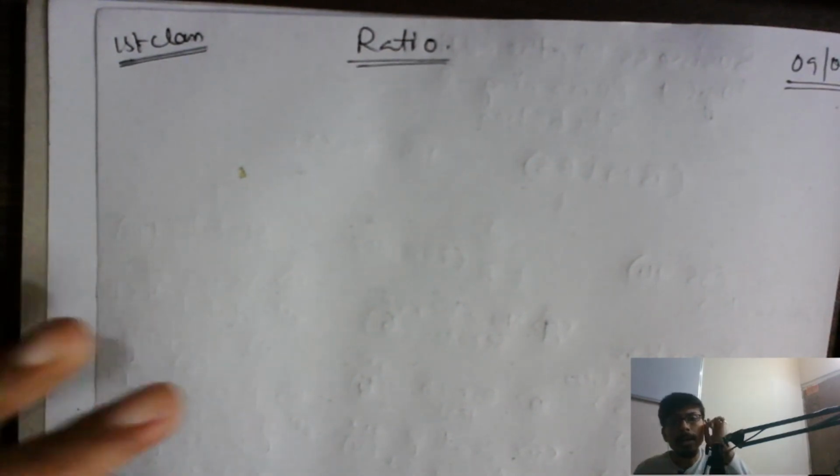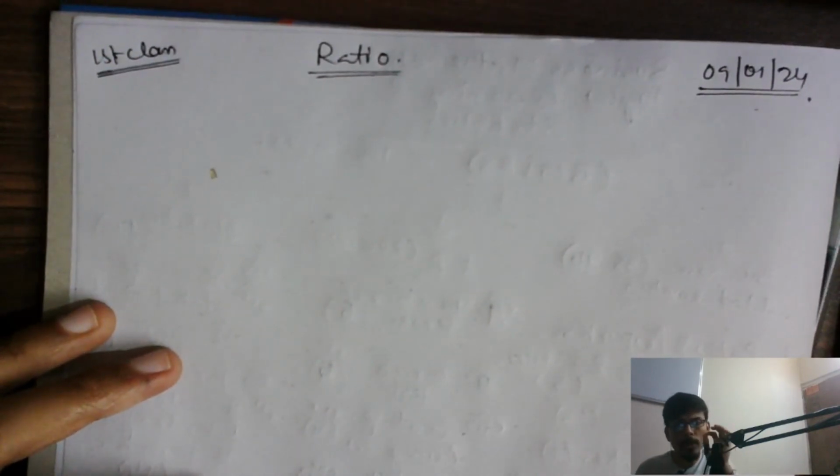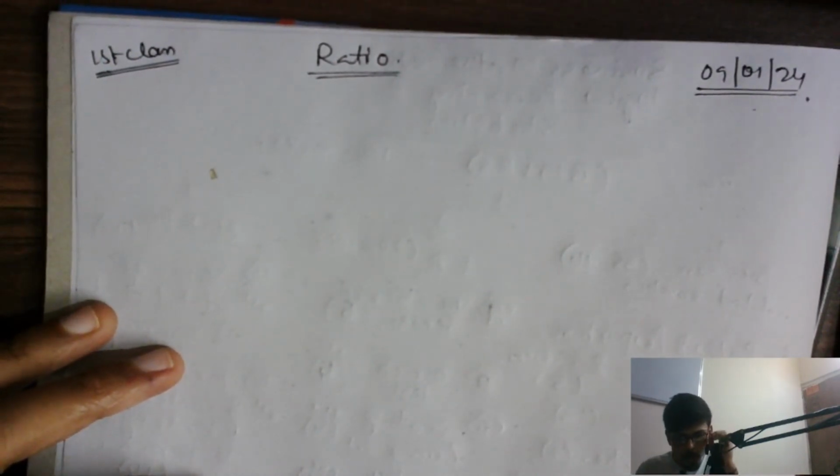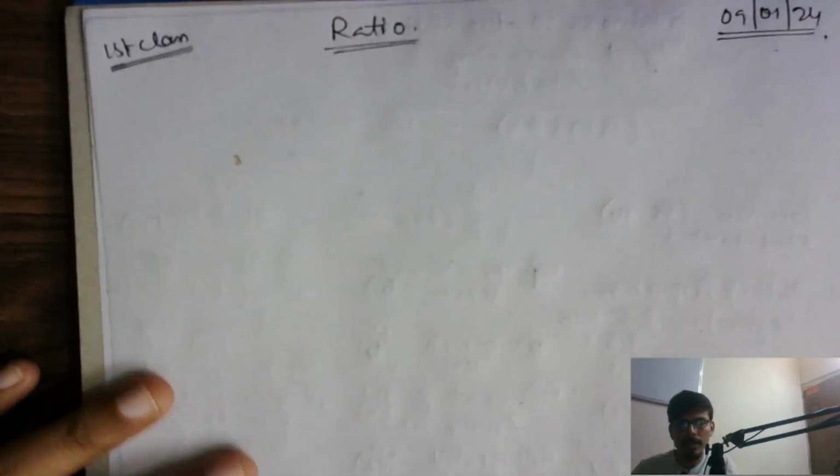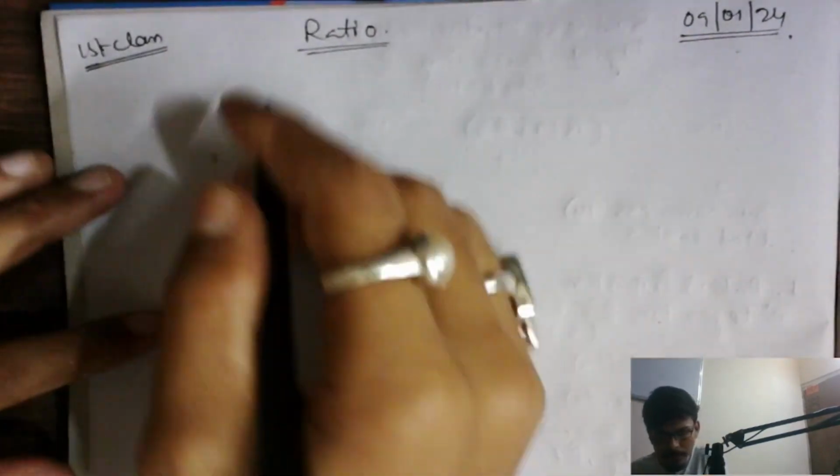So ratio is nothing but a comparison between two values, or establishing the relationship between two or more values. It is called the ratio. So what am I going to write down? Write it down please.